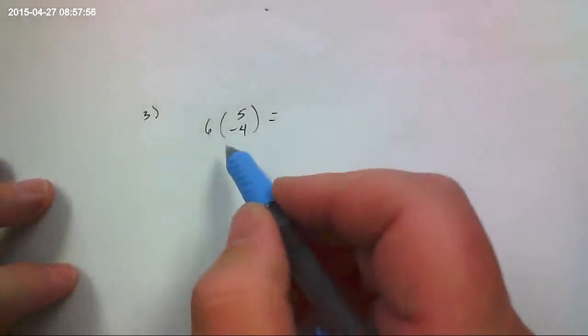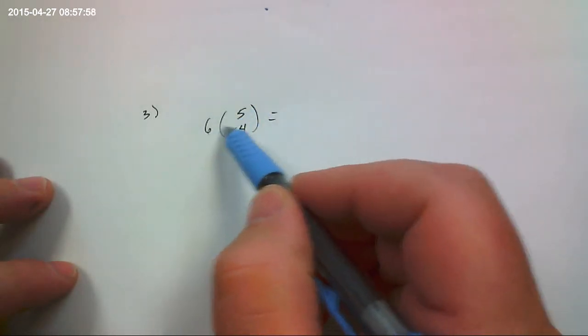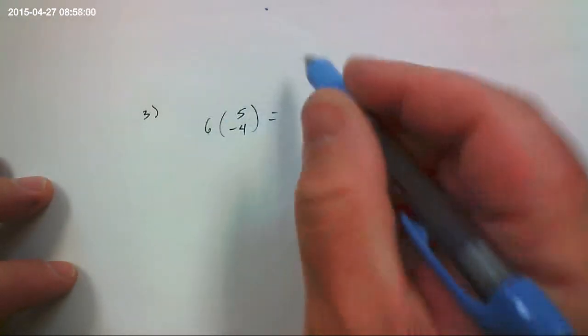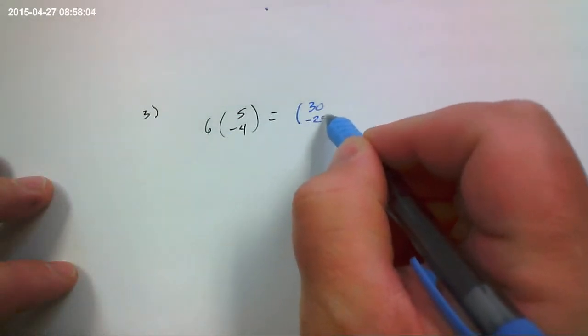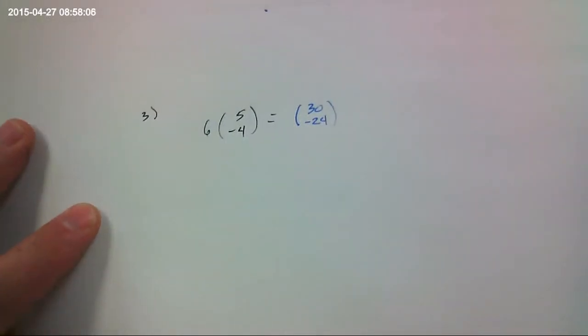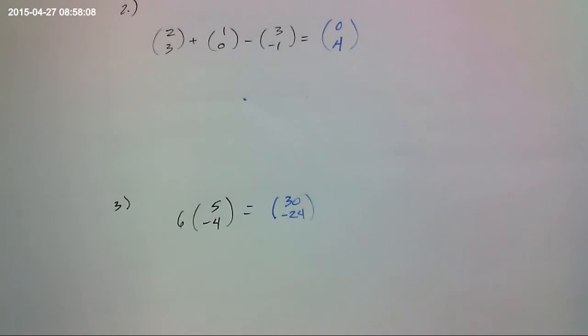The last one, multiplying here, this is 6 of all of these. So it's 6 5s, which is 30, and 6 negative 4s, which is negative 24. So I hope this helps. Good luck.